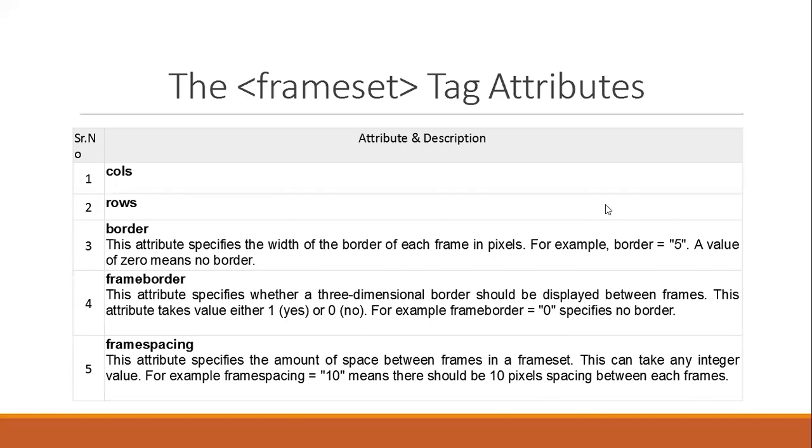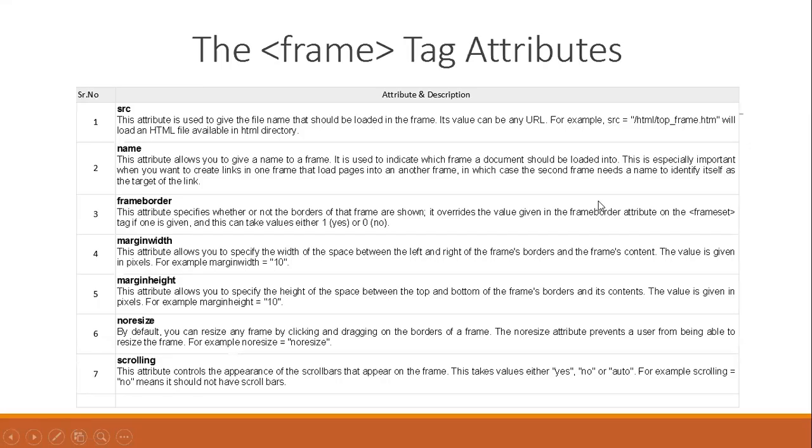Now after that, we are going to learn about the frame attributes. So in the frame attributes, we have SRC, which is source. This attribute is used to give the file name that should be loaded in the frame. Its value can be any URL. For example, SRC equals to the document URL or document location that will be loaded, on the HTML file available in the HTML directory. If you want to give a URL, you can give the URL. If you want to give a file location, then you have to give the file location.